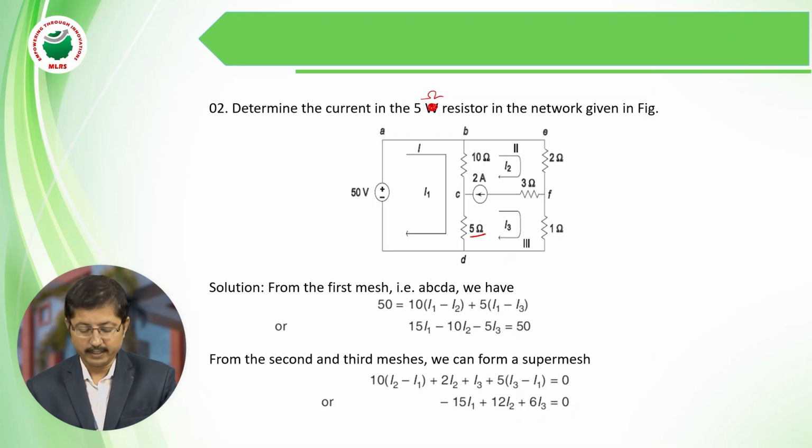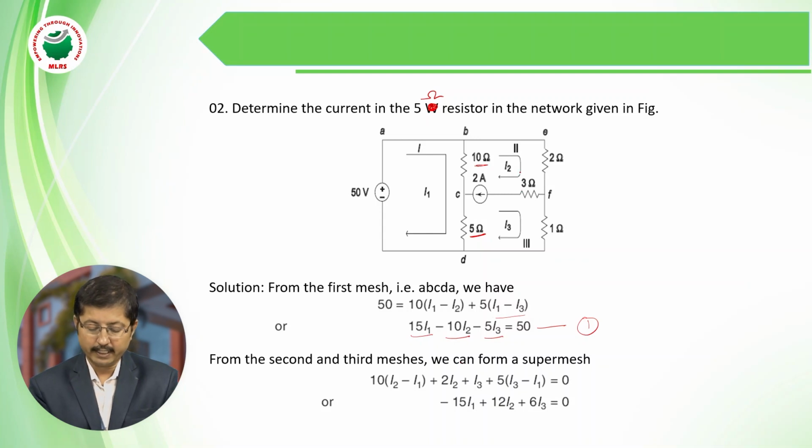From the first mesh, the points A, B, C, D, again A, we can write directly: 50 equals 10 into I1 minus I2 plus 5 into I1 minus I3. After rearranging the I1, I2 and I3 terms, that is 15 I1 minus 10 I2 minus 5 I3 equals 50. Let us take this as equation number 1, for the first loop.